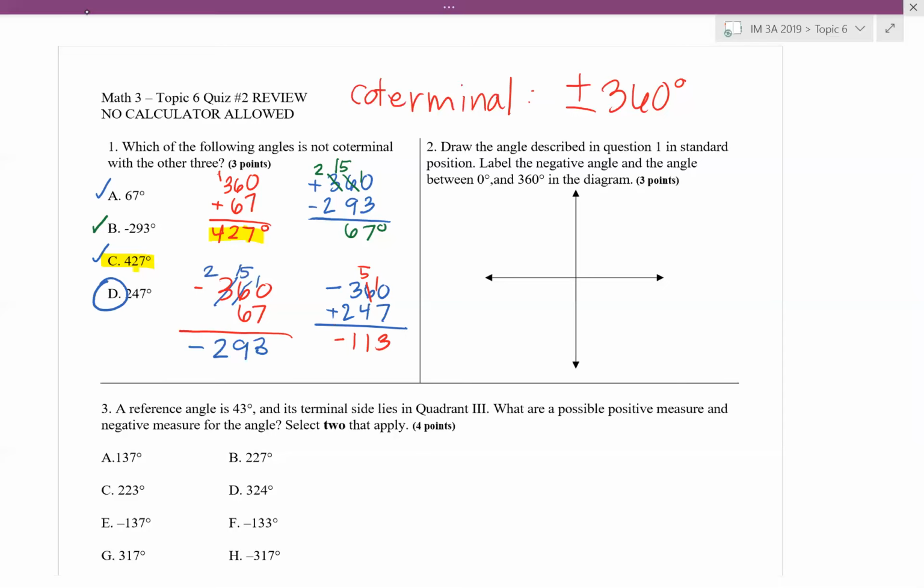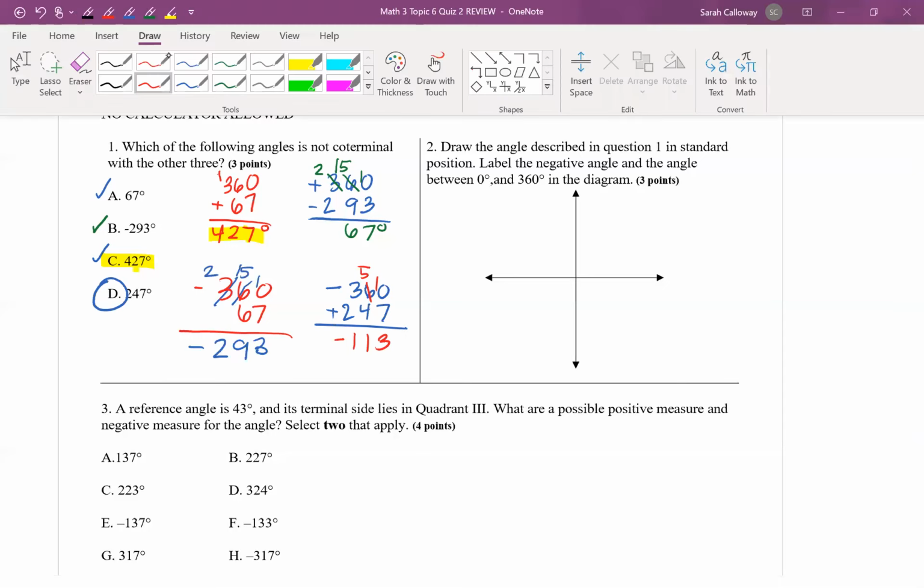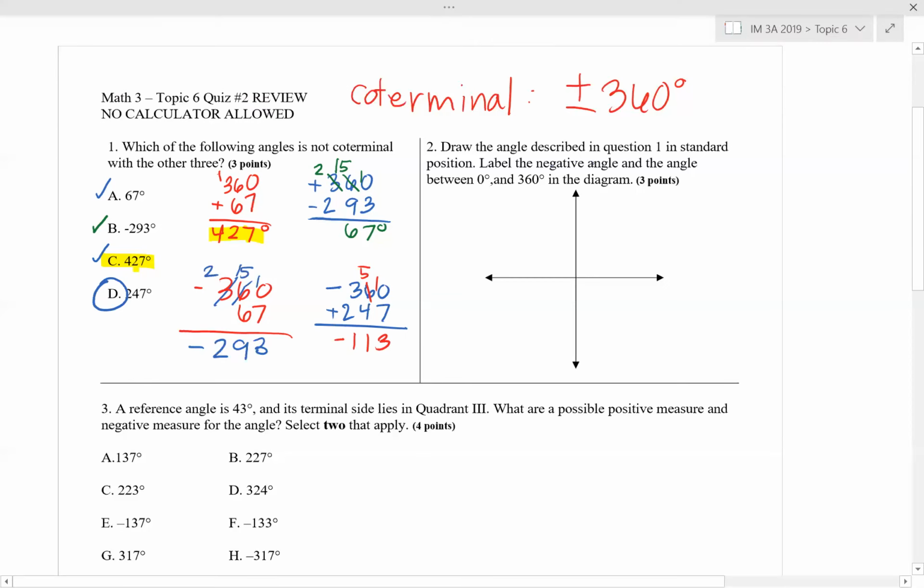So I'm drawing the angle described in question 1 in standard position, and I'm going to label the negative angle and the angle between 0 and 360. So my negative angle is negative 293, and the angle between 0 and 360 is 67. So I want to draw a 67-degree angle, and I'm just estimating it. Remember that our initial side is always the positive x-axis. And if this is 90 degrees, 67 degrees is somewhere closer to 90 in quadrant 1. So that's what the angle would look like in standard position.